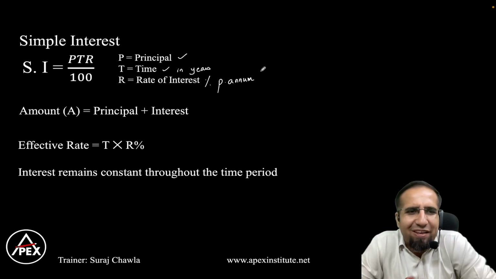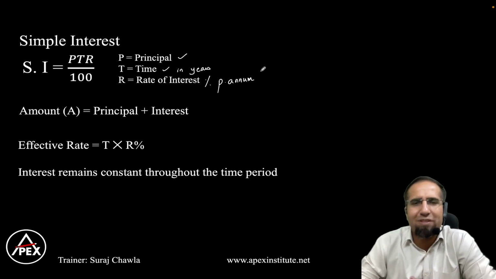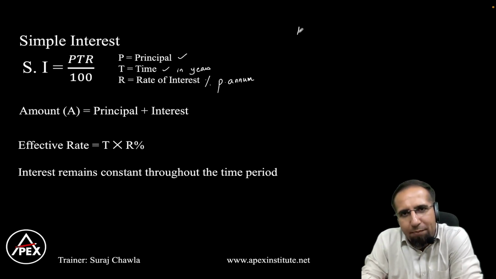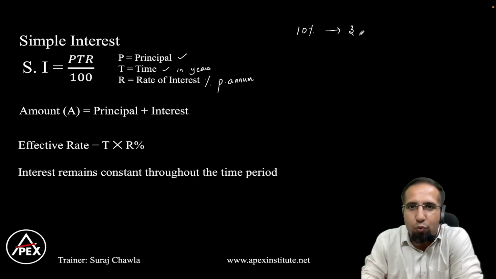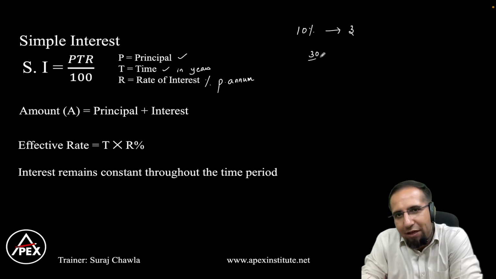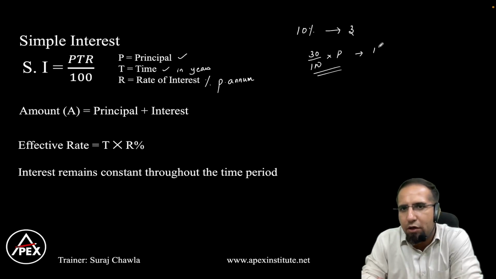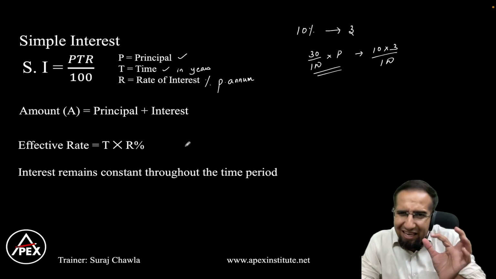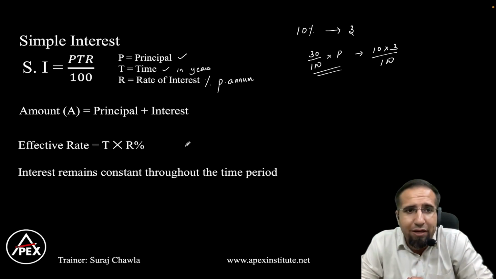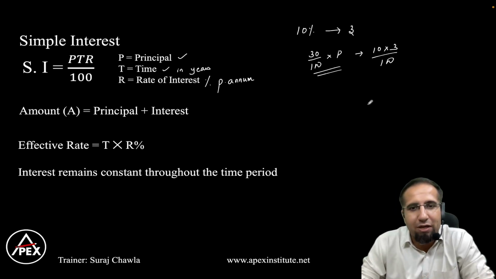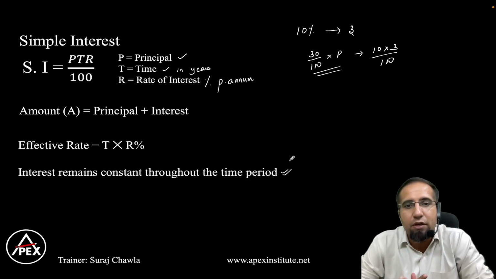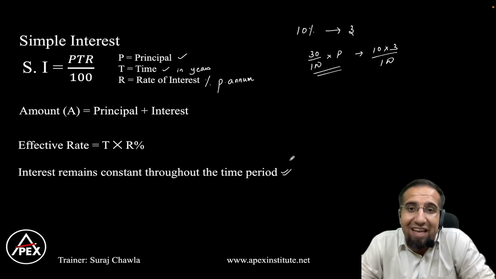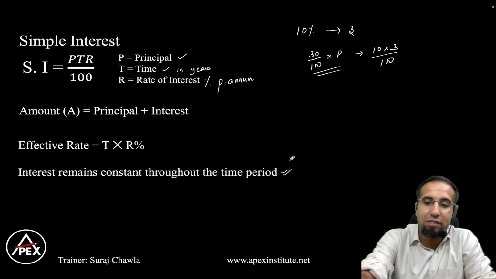Now, I'm introducing a new term, which is effective rate of interest. Suppose I'm giving you a 10% simple interest for 3 years. I can directly say that the effective rate of interest is 30% on the principal, which is nothing but 10 into 3 divided by 100. So effective rate of interest helps us to directly calculate in one shot and get the answers. And one more important point in simple interest is that the interest remains constant throughout the time period. So let's get into the questions with simple interest now.